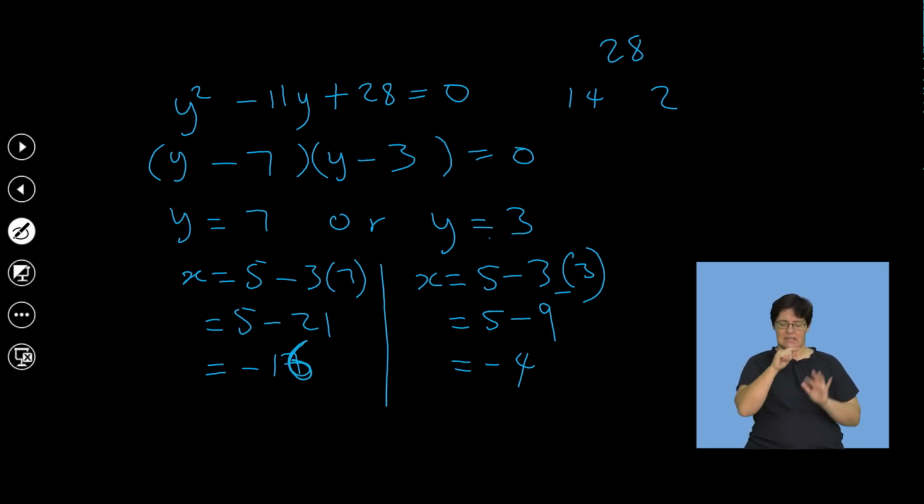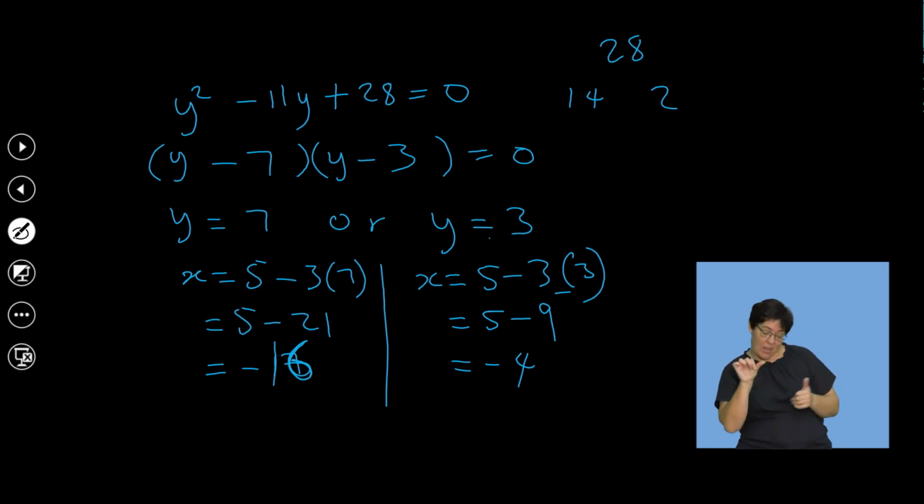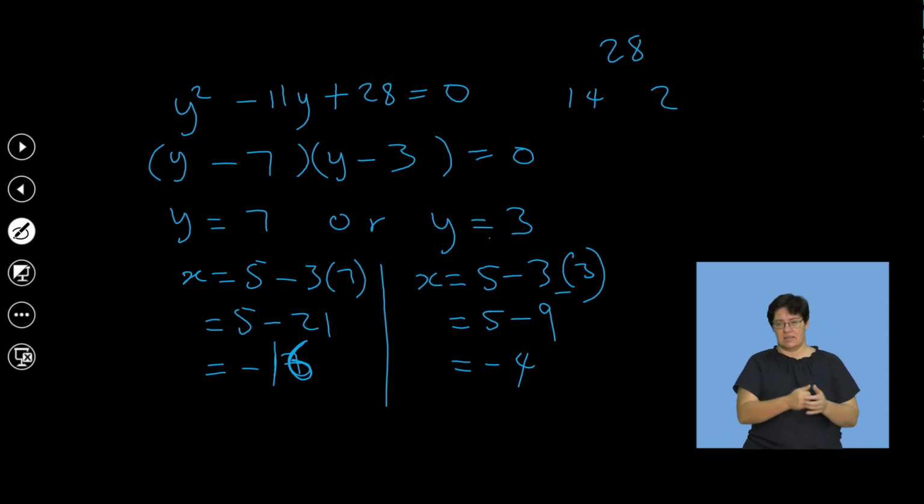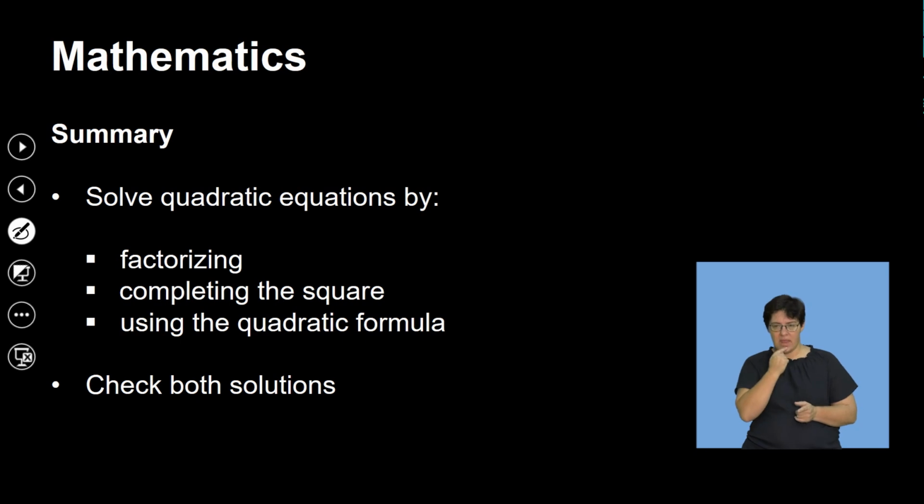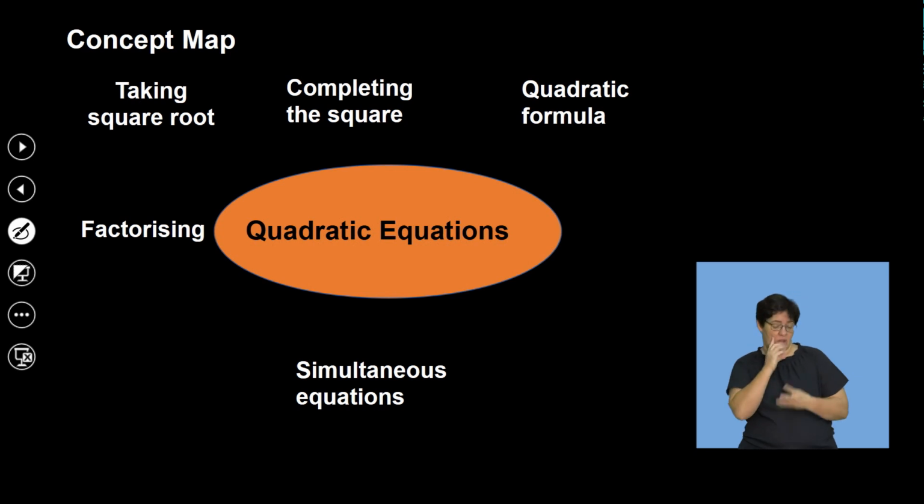You see, so please do make sure that you look at your answers once you are done. So that's what simultaneous is all about. Now the summary is you solve quadratic equations by factorizing, completing the square, and the quadratic formula. Always check your solutions. That was our roadmap.